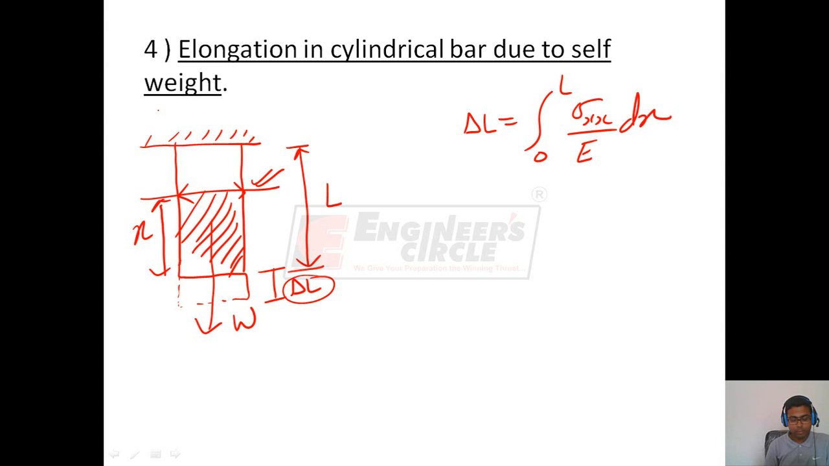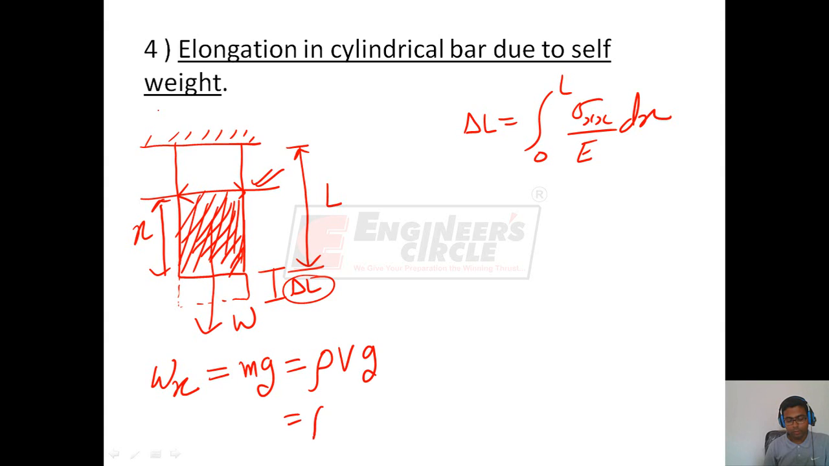The weight of this shaded bar will be given by W x, that is weight on any cross section x, equal to mg, and the mass will be the mass of this shaded area, which will be rho into volume of this shaded area. The volume of this shaded area is given by the cross sectional area A and the distance x.